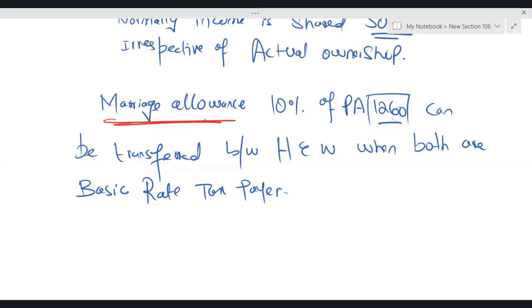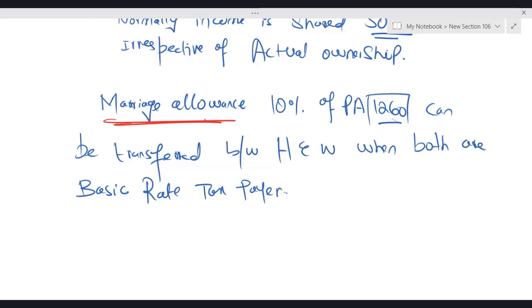Another point is, when we transfer this personal allowance 1260, it does not mean that the recipient partner's personal allowance will increase by 1260. No. Actually, the recipient spouse's income tax liability will be reduced.